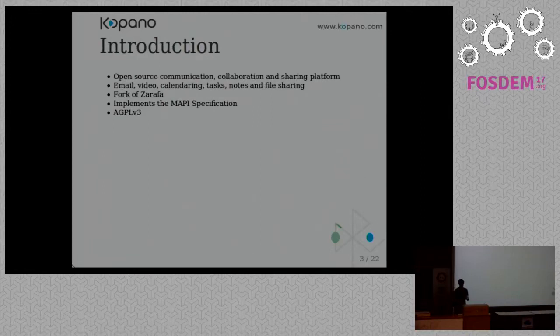So what's Kopano? Kopano, as I said, is a groupware, communication, sharing and collaboration platform. So you can share your tasks, email, notes, calendaring with your colleagues, with externals. And you can do video conferencing. We want to unite that in one single interface. We've got our main web client built for that. And Kopano is a fork of Zarafa. As you may know, Zarafa implemented the MAPI specification, so we also use MAPI, and Kopano is fully AGPL v3.